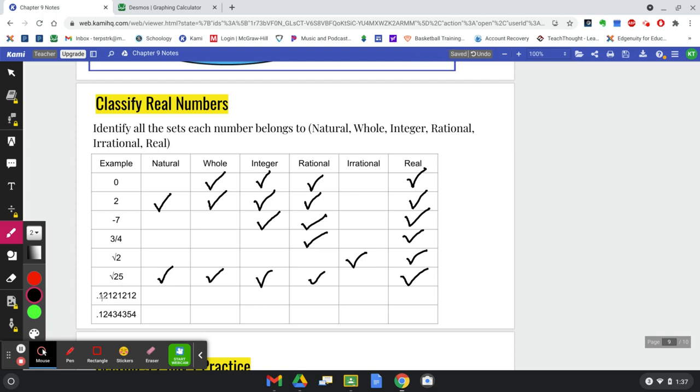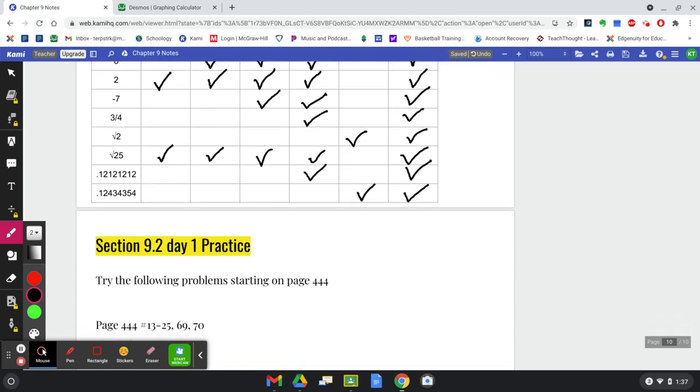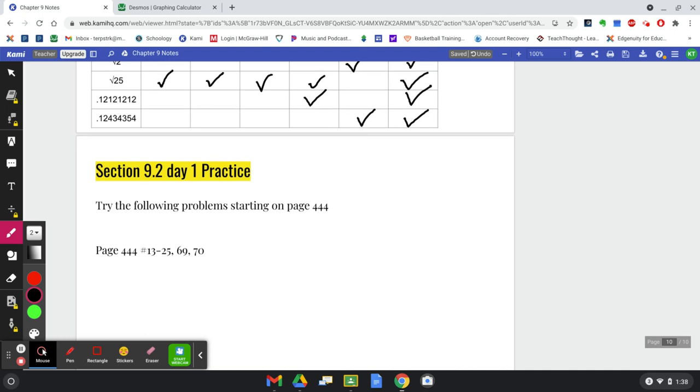Here, decimal, you might see, oh man, that keeps going on forever. But look at it, it's 1, 2, 1, 2, 1, 2, 1, 2. That is a rational number because it repeats and it's real. Here, 0.124343, nope, no pattern. It goes 5, 4, right? So that is an irrational number and it's real.